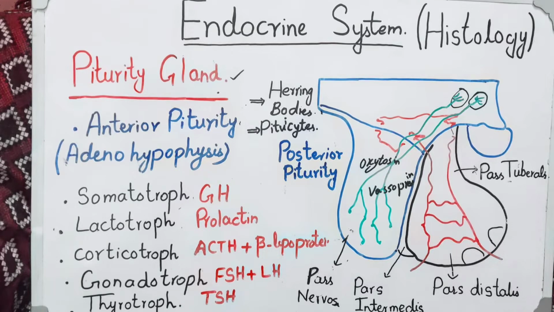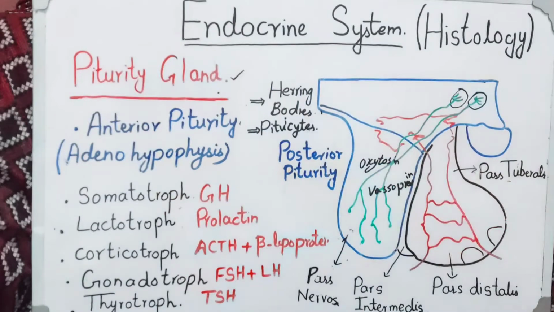Today we will discuss the histology of the endocrine system. Firstly, we will discuss the histology of the pituitary gland. Then we will discuss the histology of the thyroid gland and the histology of the adrenal gland. Now, first of all, we will discuss the histology of the pituitary gland.